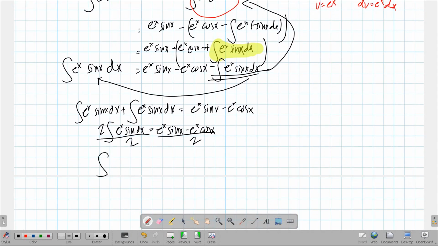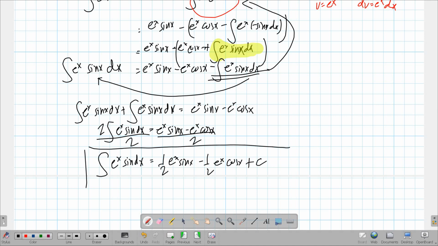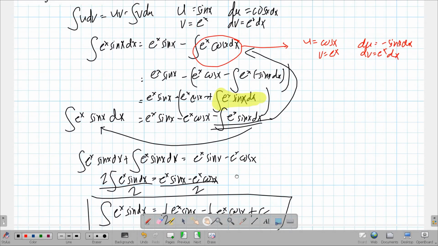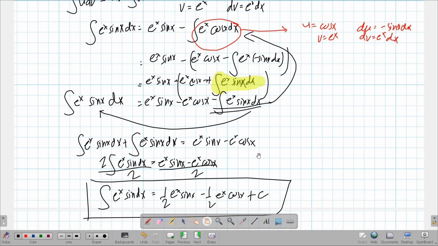Hence, we're going to have the integral of e raised to x sine x dx is equal to, that over 2 works on both sides, so we can have 1/2 e raised to x sine x minus 1/2 e raised to x cosine x plus c. So in this specific example, if you see that you're going to do the integration by parts indefinitely, might as well perform this simple algebra so that you don't need to do over and over again the integration.